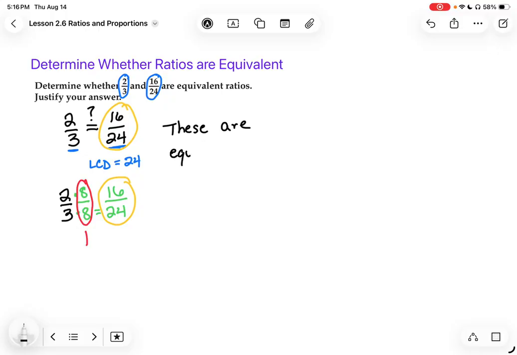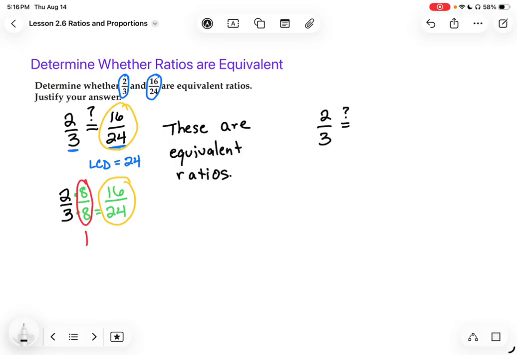So that's one way to do it. But what if it wasn't so easy to find a common denominator? What if instead of 3 and 24, it was 3 and 25? You can find a common denominator for 3 and 25, but it's certainly not as easy. So let me show you using these same two fractions. I'm going to use 2/3 and 16/24.